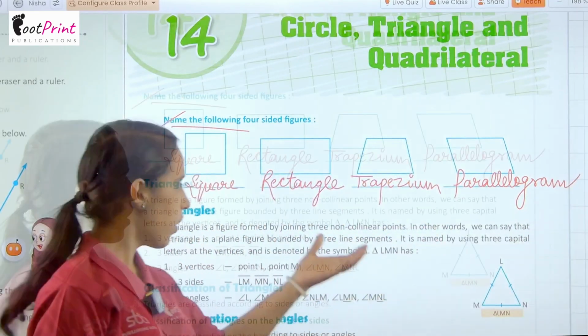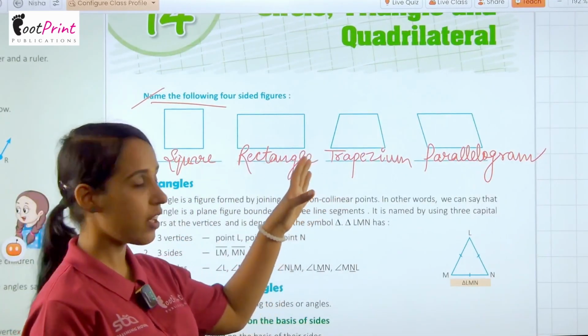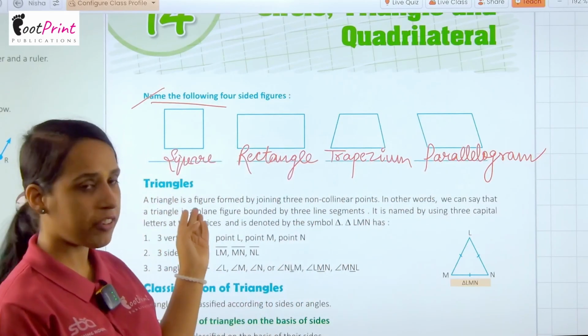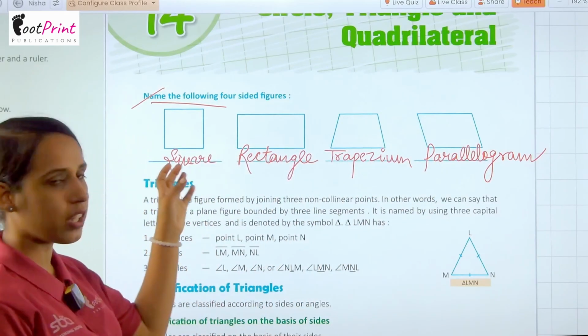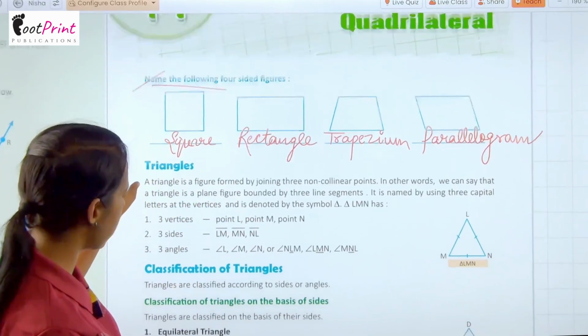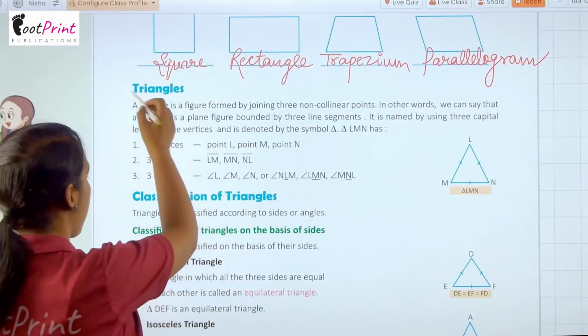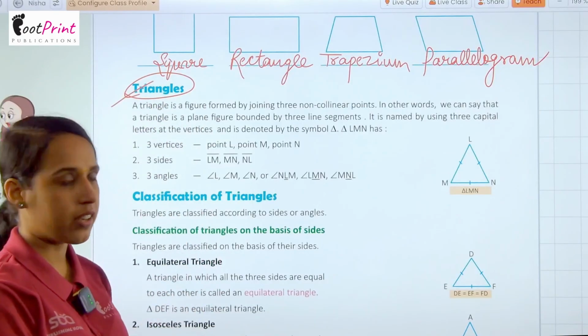Here we have some figures and all the figures have four sides. And we have different names for them, so we will learn about these figures one by one. So first we learn about triangles. So what are triangles? Let's see here.